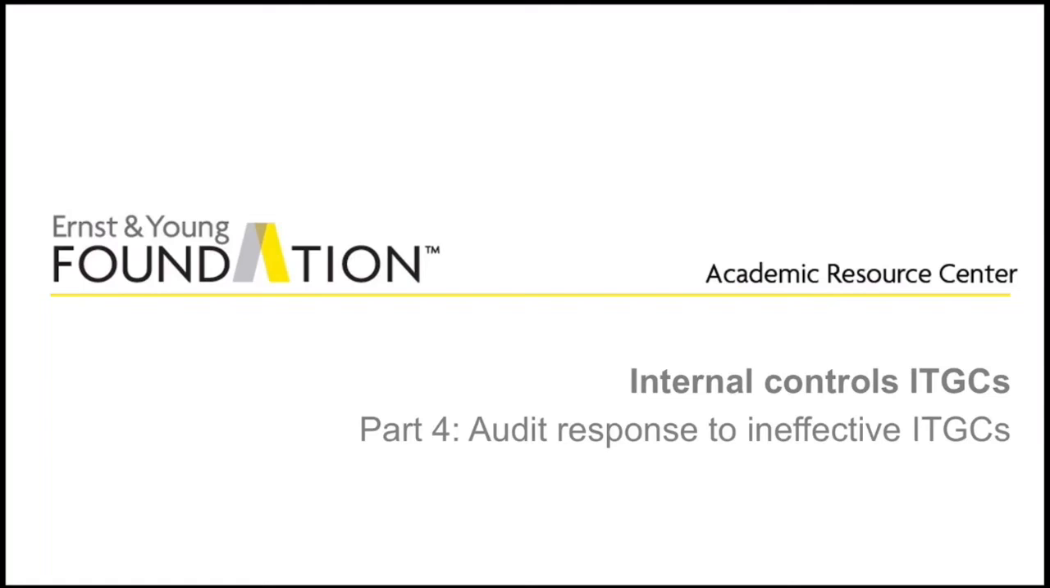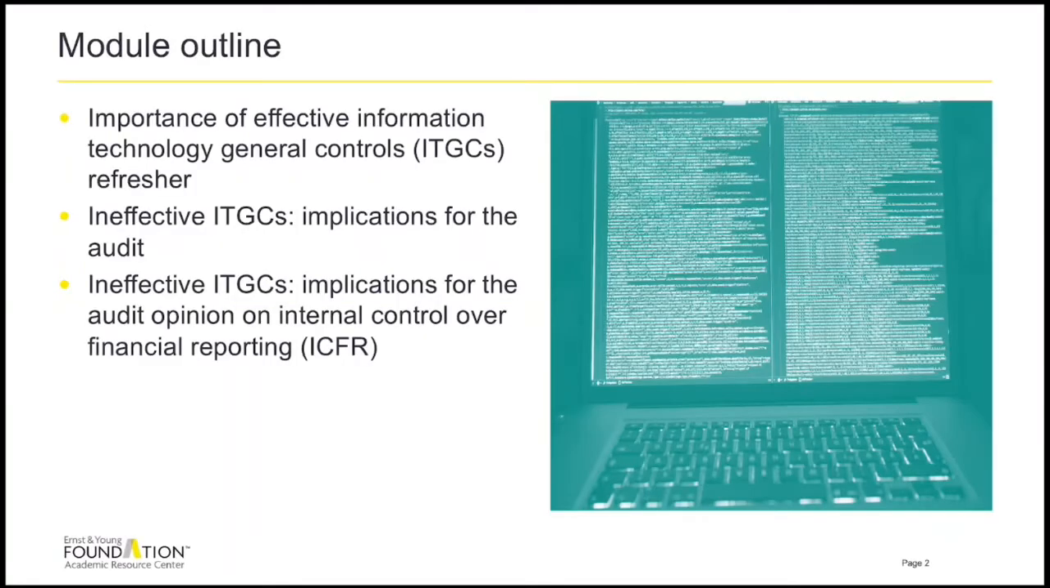Okay, the next part, or the last part, is part four, audit response to the ineffective ITGC. So the module outline: importance of effective ITGC, ineffective ITGC implications for the audit, and ineffective ITGC's implication for the audit opinion on the internal control over financial reporting, or the ICFR.